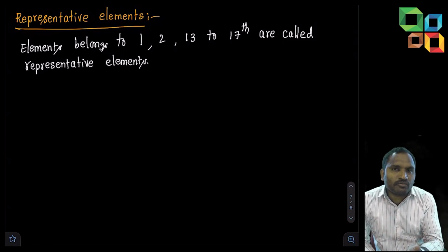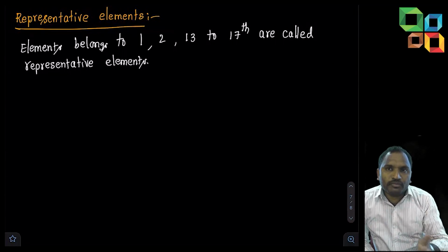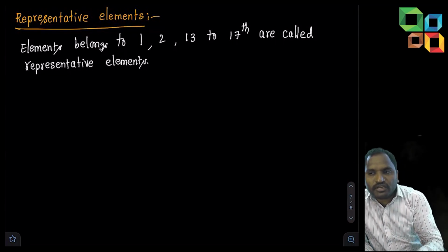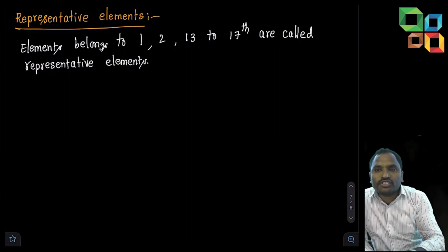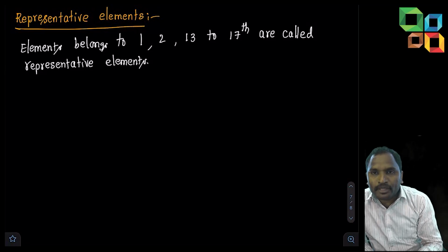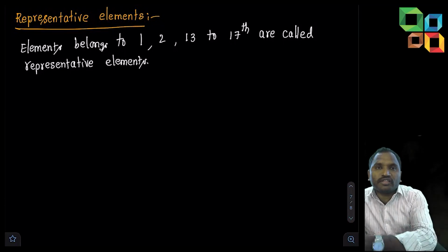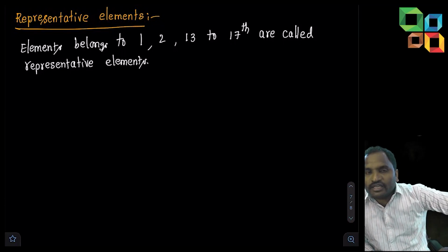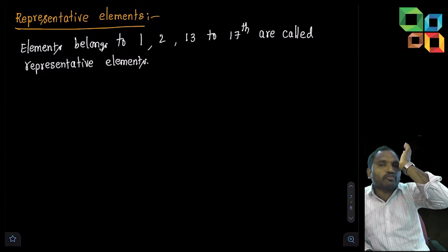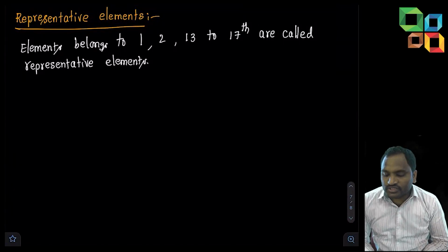So suppose if chlorine is there, it tries to get a noble gas configuration. Sodium has atomic number 11, neon atomic number 10. By losing one electron, it tries to acquire neon configuration. Chlorine tries to acquire argon configuration because for chlorine, argon is the nearest noble gas. So like that, these group 1 to 17 elements try to acquire stable configuration like a noble gas. So these are called representative elements.